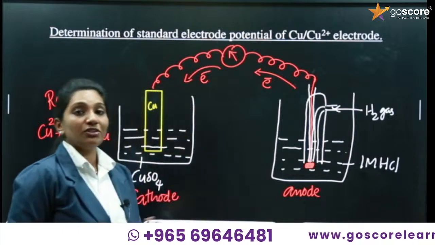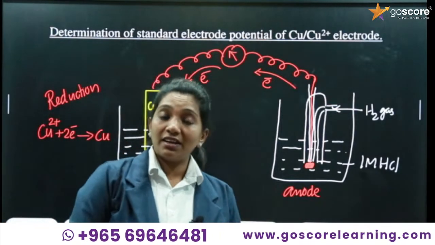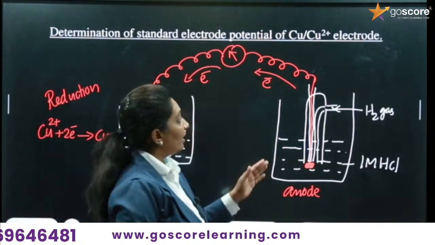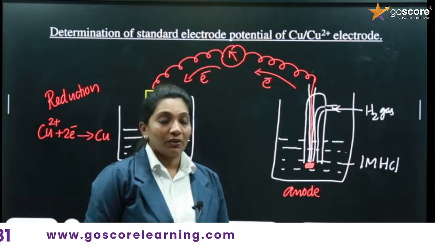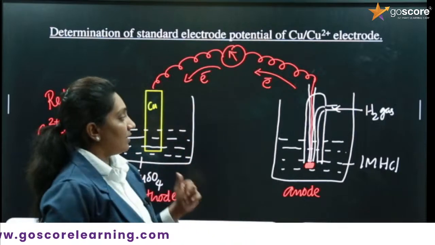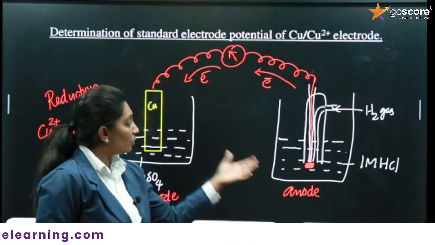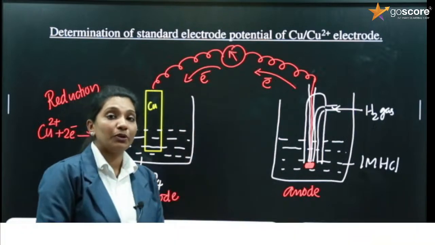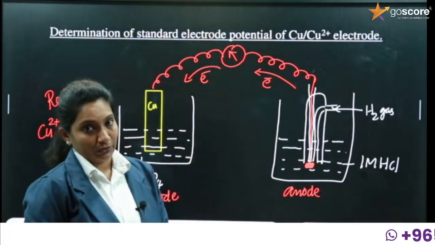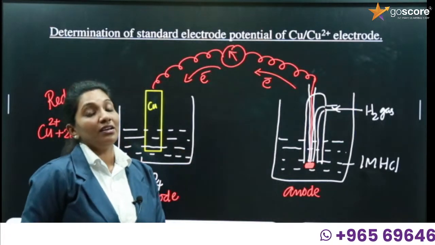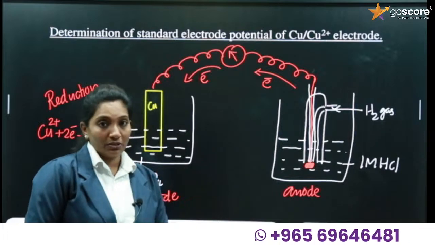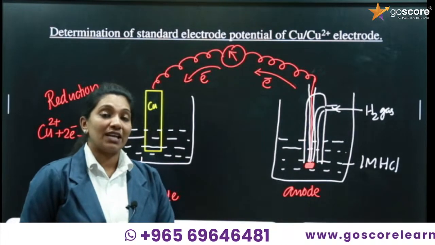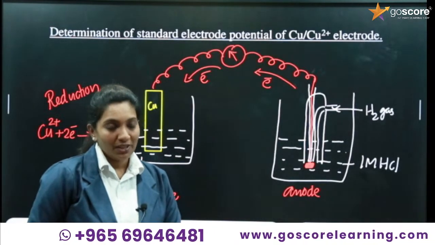See, for the determination of electrode potential of zinc, the standard hydrogen electrode acts as the cathode, and for the determination of copper, it is acting as the anode. Here also, its electrode potential will be 0, and the galvanometer reading will show the electrode potential of the copper electrode. This is how we are measuring the electrode potential of a metal electrode using the reference electrode, standard hydrogen electrode.